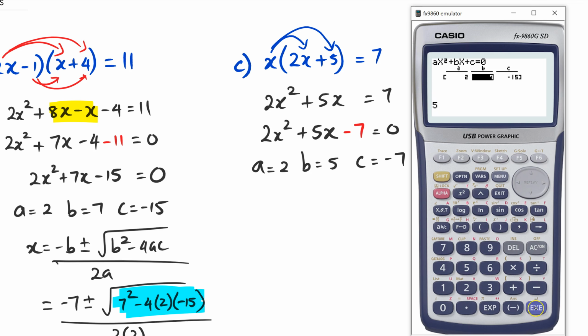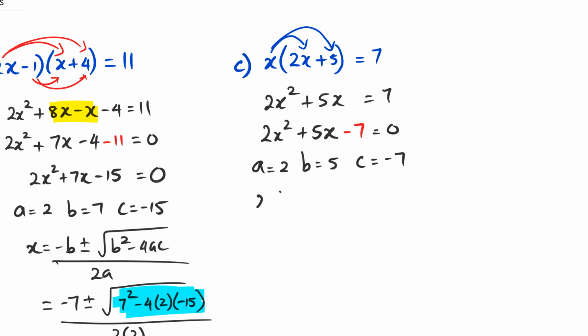So we got 2, 5, negative 7. And there's our two answers. We should be getting 1 and negative 3.5 as our answers. But if you're going to use your graphics calculator, quadratic formula, then x equals, write it down first.